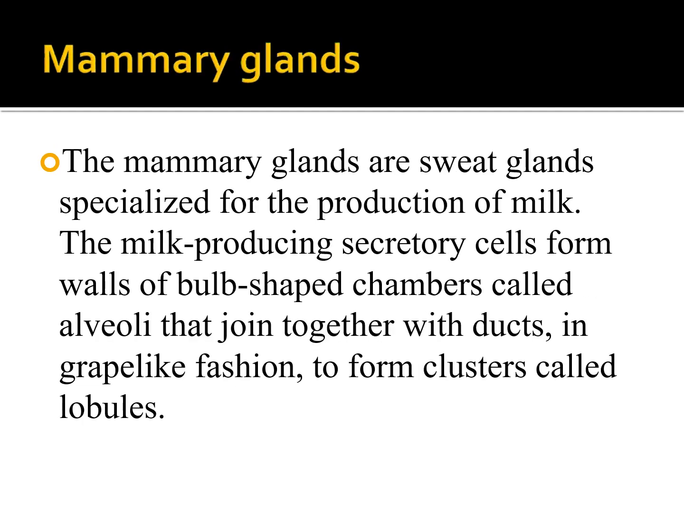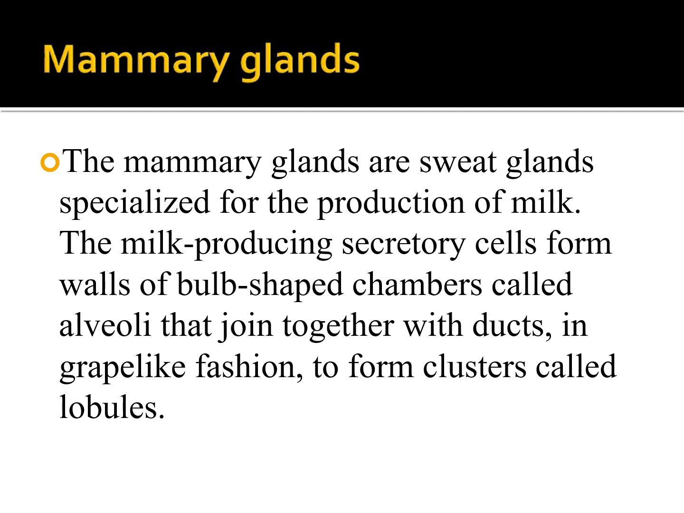So far we have seen the important structures of the external and internal female reproductive organs. Now we can go to the accessory organs, that is the mammary glands. The mammary glands are sweat glands specialized for the production of milk. The milk producing secretory cells form the walls of bulb shaped chambers called alveoli that join together with the ducts in a grape like fashion to form clusters called lobules.